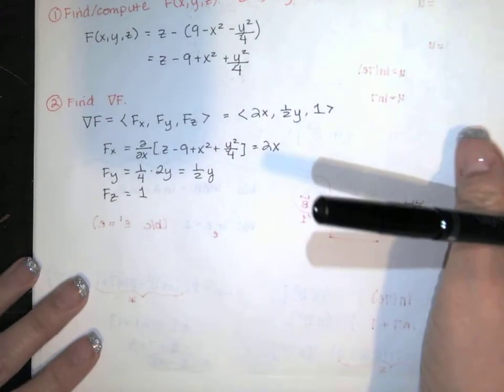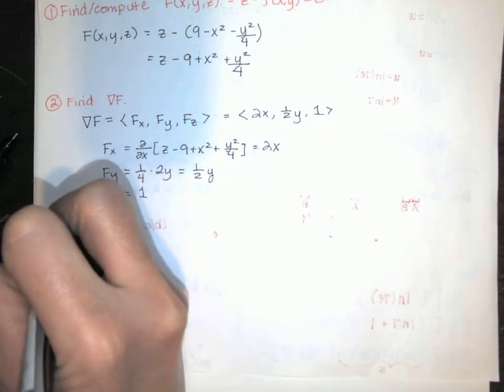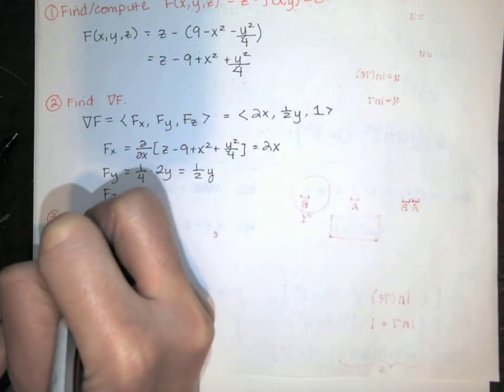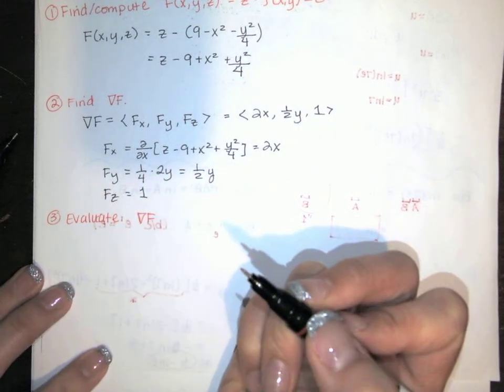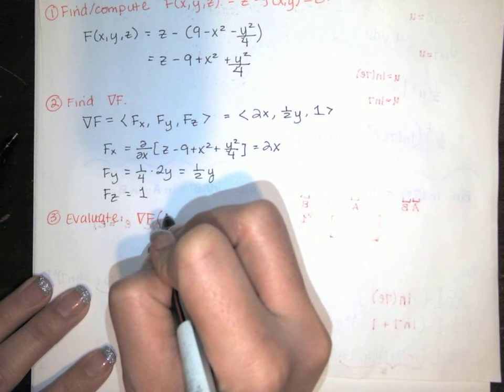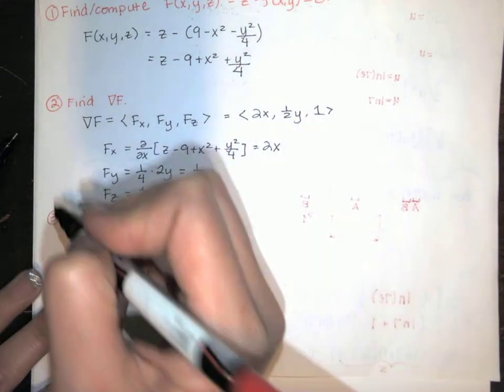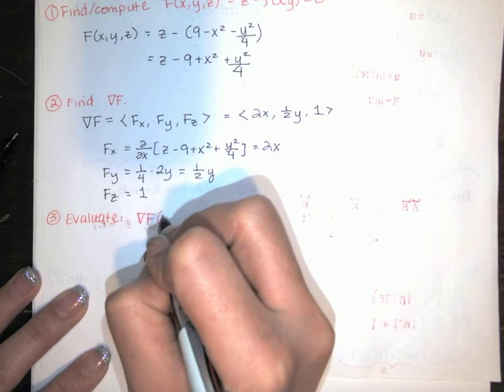Okay. And to find the normal vector, we want to evaluate this at the point, and I guess this is really more of a 4th step because we found the point earlier. I forgot to outline that in our method.